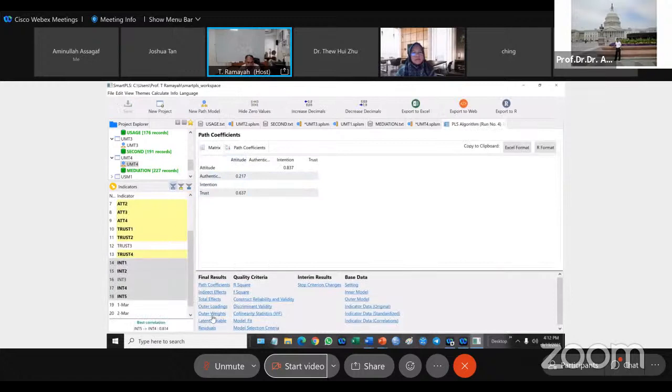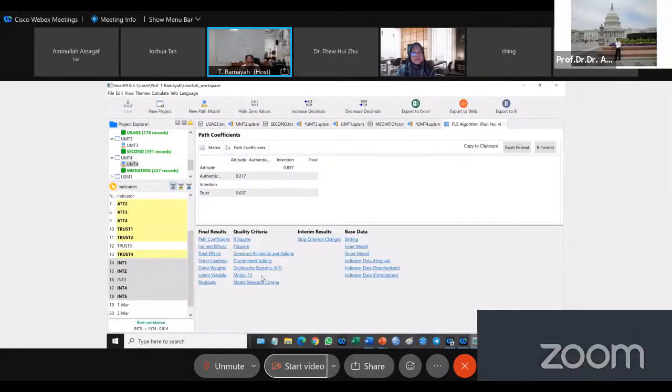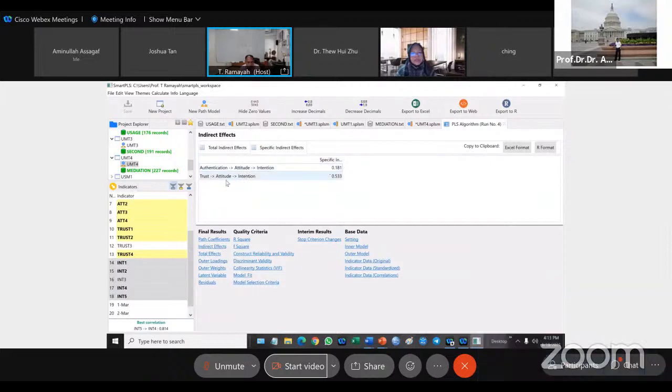Now they give you the indirect effect. If you go to your report, if you go to your indirect effect, they have two parts. One is called the total indirect effect. You can also look at the specific indirect effect, which gives you this arrow. Authentication to attitude, attitude to intention, this is your beta coefficient. Trust to attitude, attitude to intention, this is the path coefficient. Whether they are significant or not, we don't know yet. We have to run a procedure called bootstrapping.